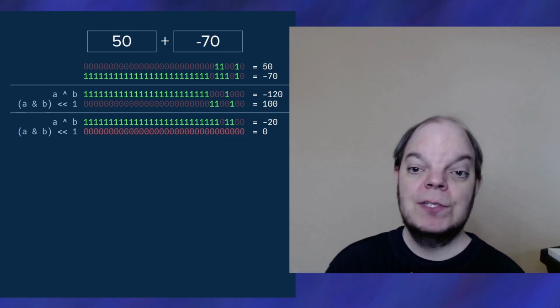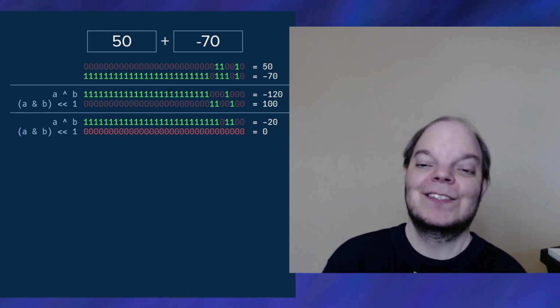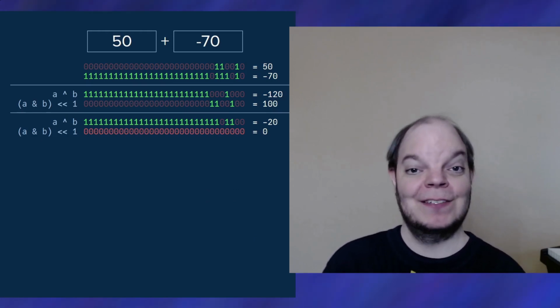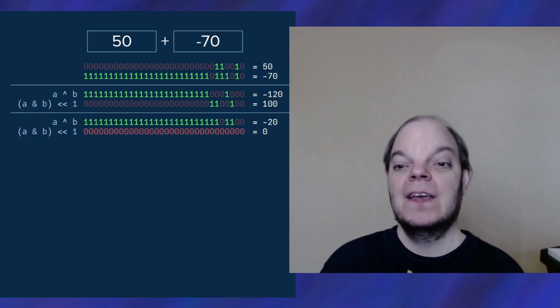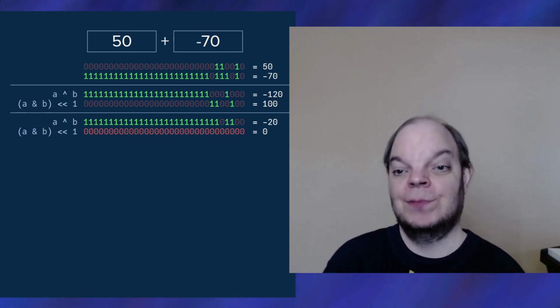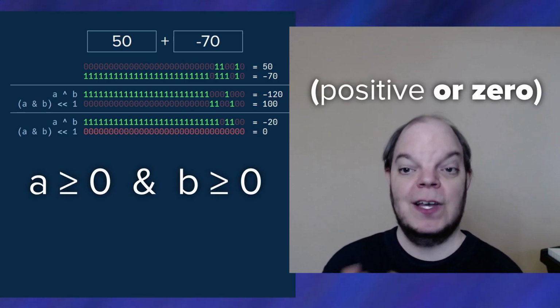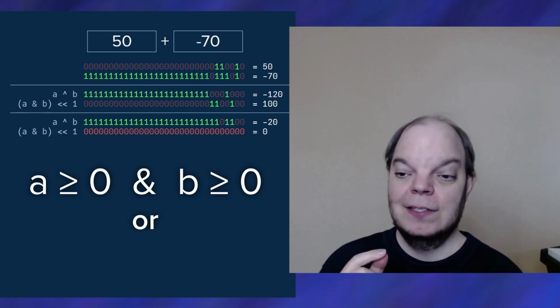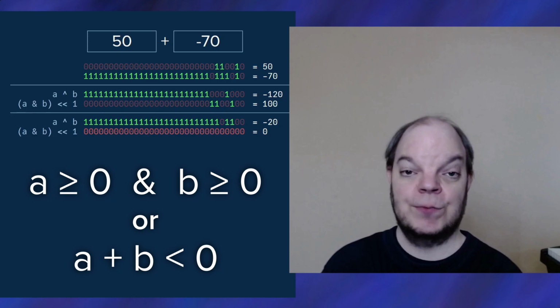Well, first of all, let me show that not all subtraction is broken. So you can have something like 50 minus 70 as shown here, giving you negative 20, which is the correct answer. So what cases are actually broken? Well, it turns out it works fine if both numbers are positive, as we've seen, and it works if the result is negative, as in this case, which is negative 20. But how do we determine if the result is going to be negative before calculating the result?